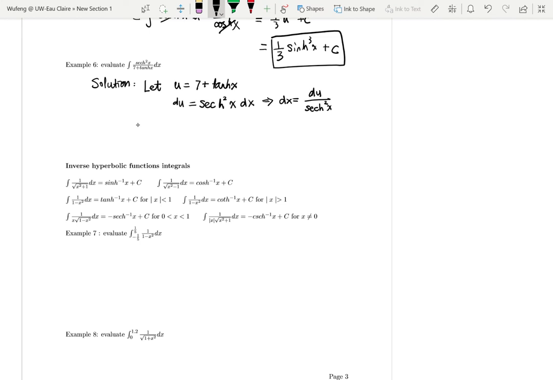And that you put back as hyperbolic secant over u times du of hyperbolic secant squared, which is ln u plus c, and that gives you ln 7 plus hyperbolic tangent x plus c.